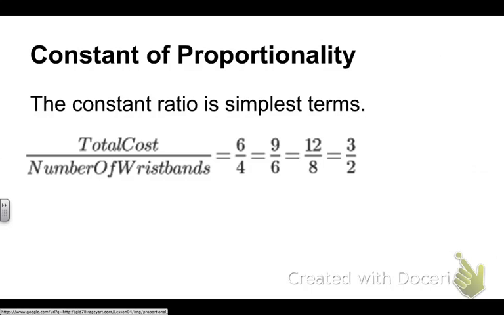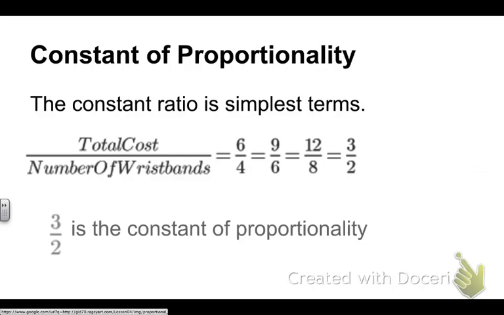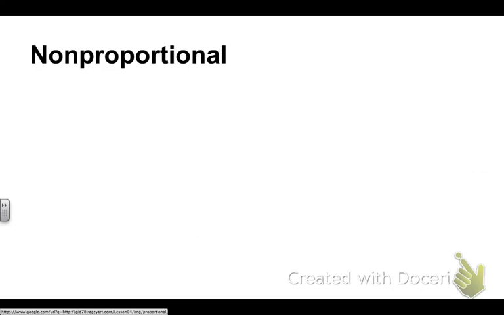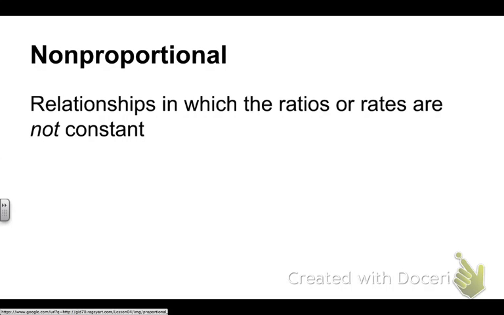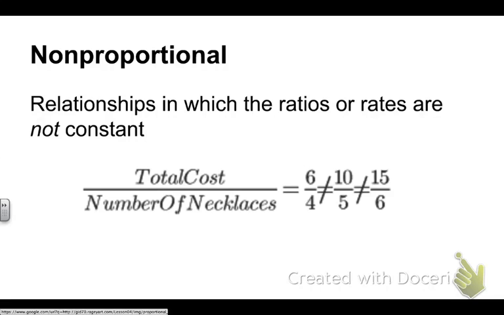Everything there is the same. Those are all equal. They all, in simplest terms, are 3 to 2. That is the constant of proportionality. Now, non-proportional is relationships in which the ratios or rates are not constant. They don't have the same simplified fraction.